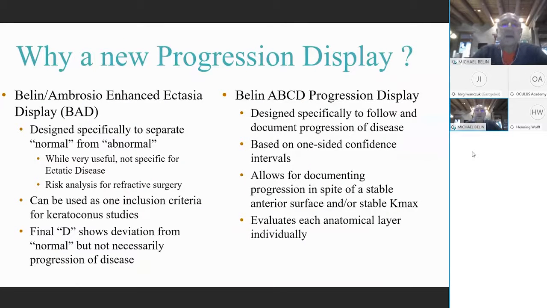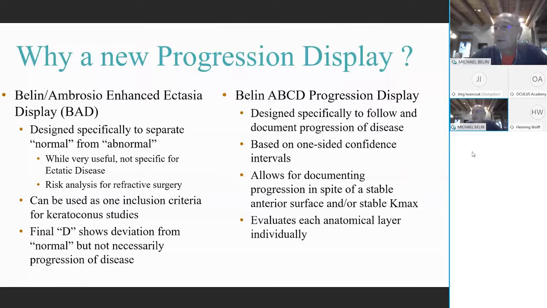So the question I always get is, well, if we already have the BAD display, why do we need a progression display? Well, again, the BAD, or the Belin-Ambrosio Enhanced Ectasia display, is designed specifically to separate normal from abnormal. It's very useful. It's actually for refractive screening. It's, as I said, I think by far the most commonly used display, but it's not specific for ectatic disease. It gives you a risk analysis for refractive surgery.